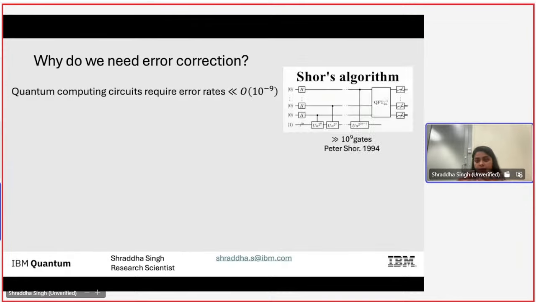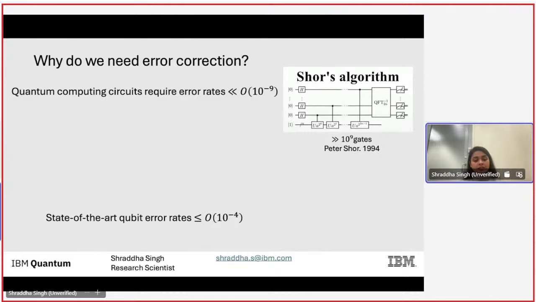For example, to perform Shor's algorithm, you need a circuit which has much larger than a total number of 10 to the 9 gates. And that's where this restriction of being much lower than 10 to the minus 9 in terms of error rate comes about. Which means that throughout the entire computation, there's a very, very small chance that even a single operation of yours underwent an error. And this is extremely important for the consistency of your computation.